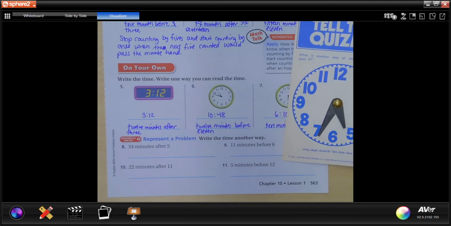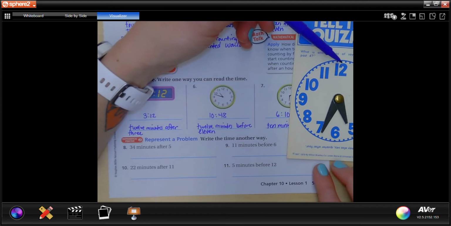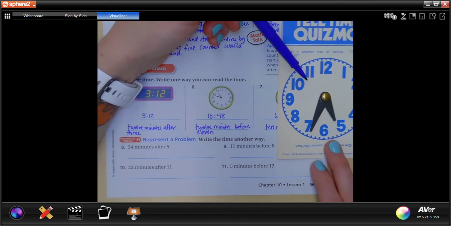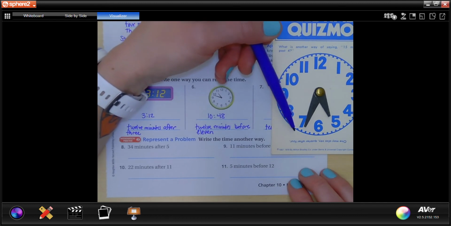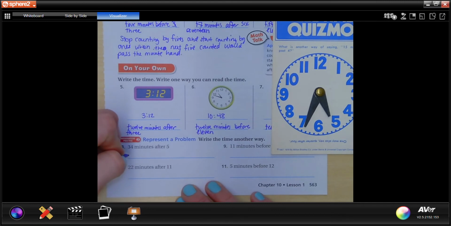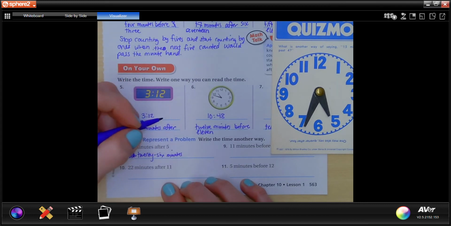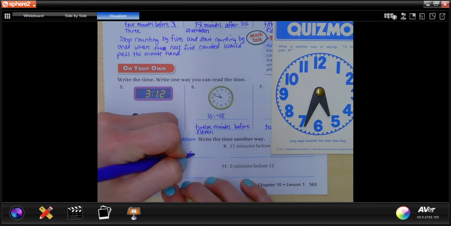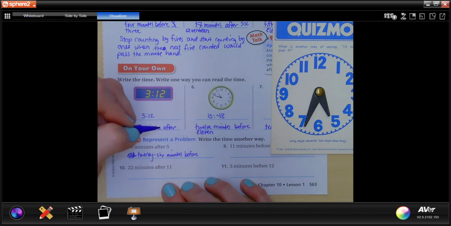It's another way we can write that. So it's after 30, so we can count back. So it is 5, 10, 15, 20, 25, 26 minutes before 6.